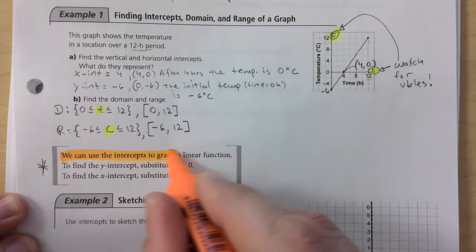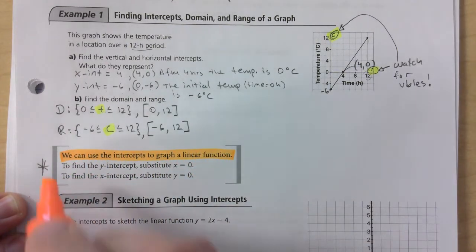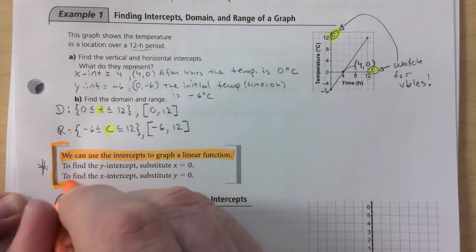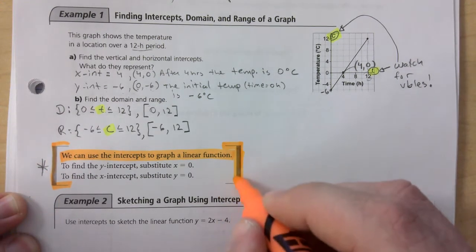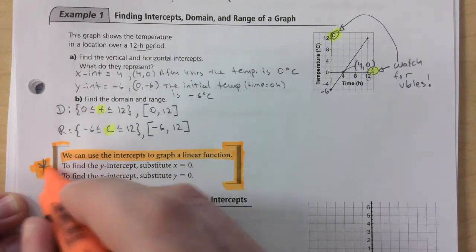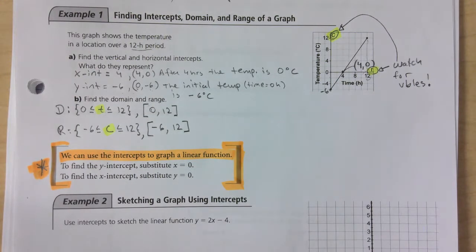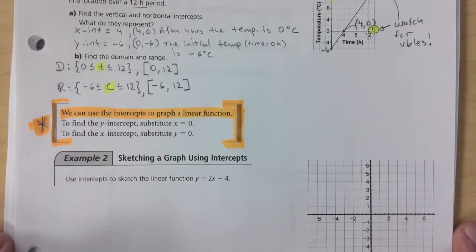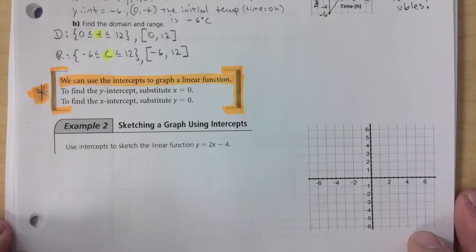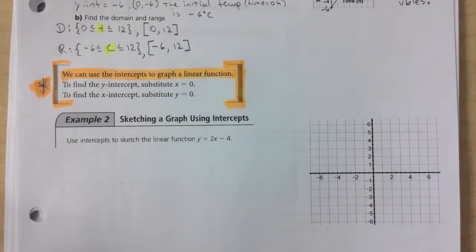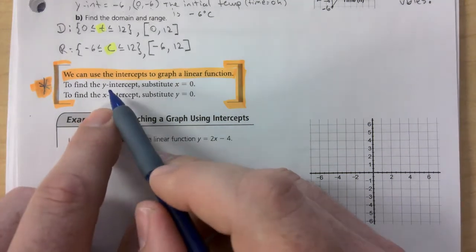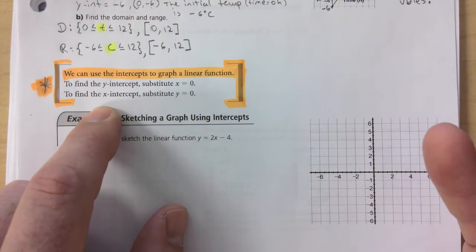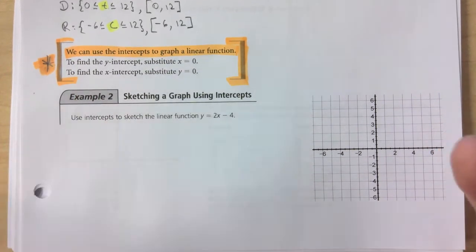We can use the intercepts to graph a linear function. Okay. And I'm going to put a big star because, even in the review, if you worked on the review, you might have been like, what? I'm going to use the intercepts. This is just another way of creating a table of values. That's what we're doing here. We're just focusing on the x and y intercept.